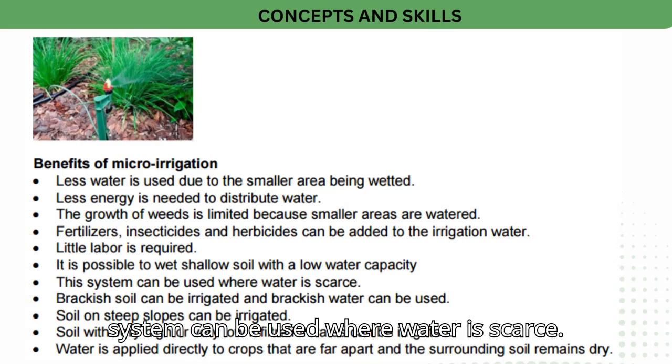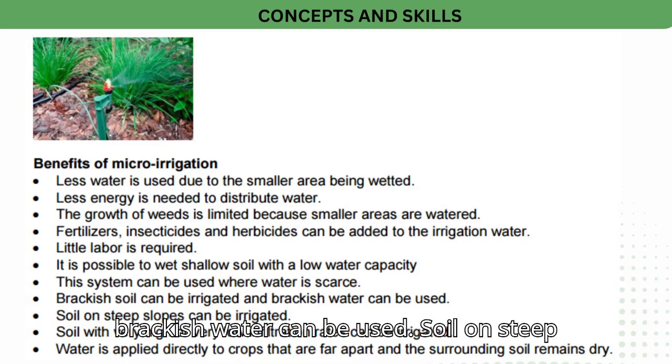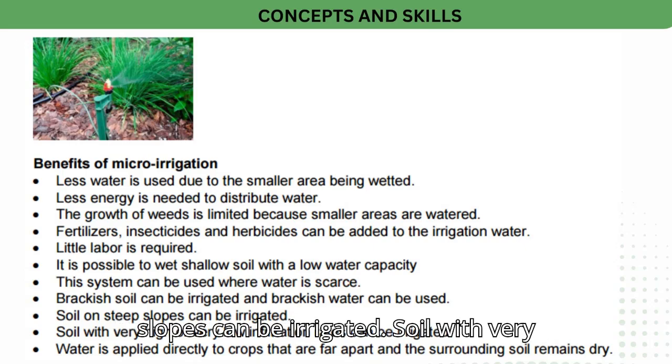This system can be used where water is scarce. Brackish soil can be irrigated and brackish water can be used. Soil on steep slopes can be irrigated. Soil with very high or very low infiltration rates can be irrigated. Water is applied directly to crops that are far apart and the surrounding soil remains dry.